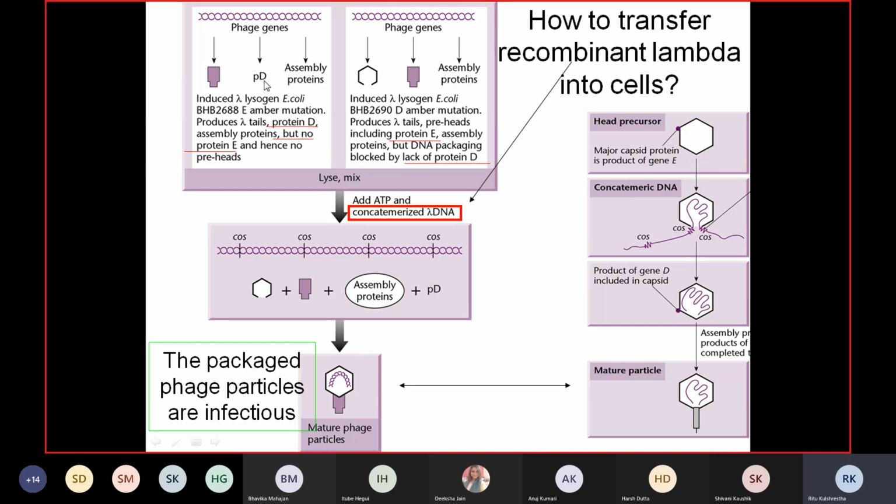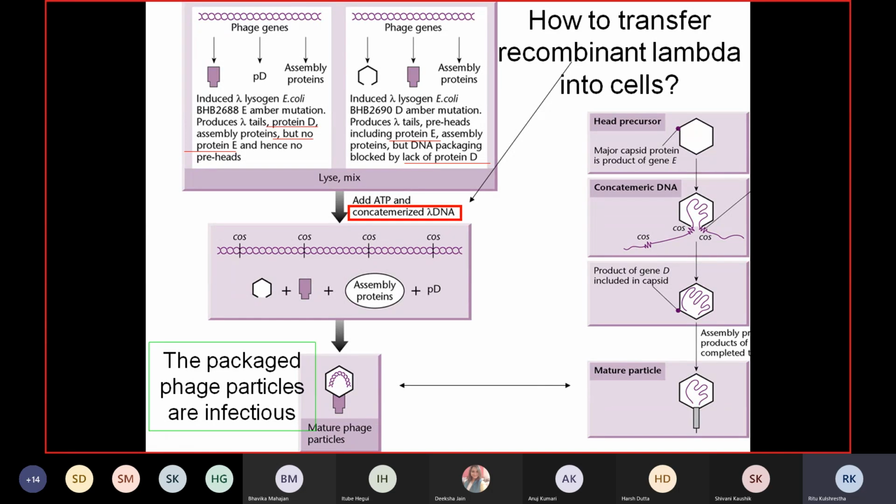made. So if I combine the lysate of this particular bacteria with this particular bacteria, then these two complement each other, and now we have all the machinery for packaging of the phage particle. And we will provide our DNA from outside, and then we will get an assembled mature phage particle. So these are a few strategies which are used for in vitro packaging.